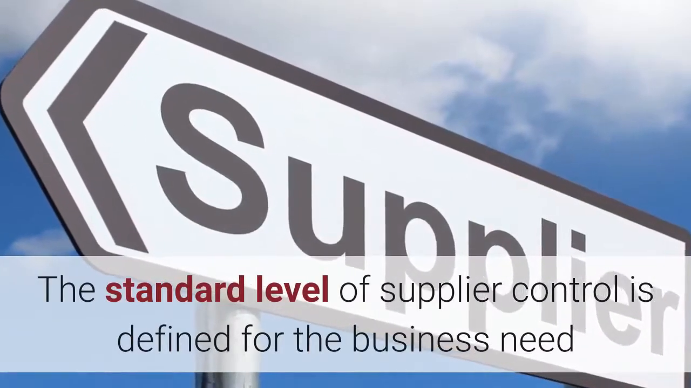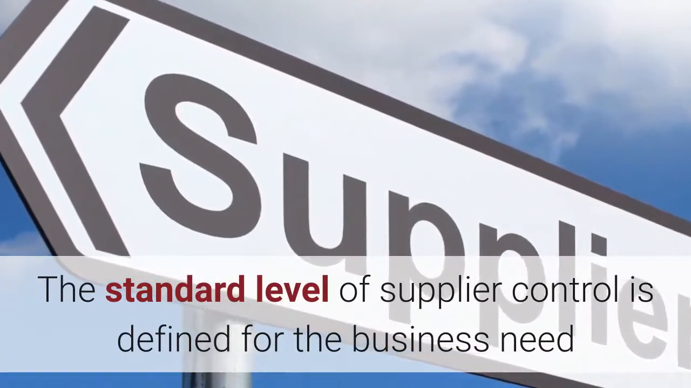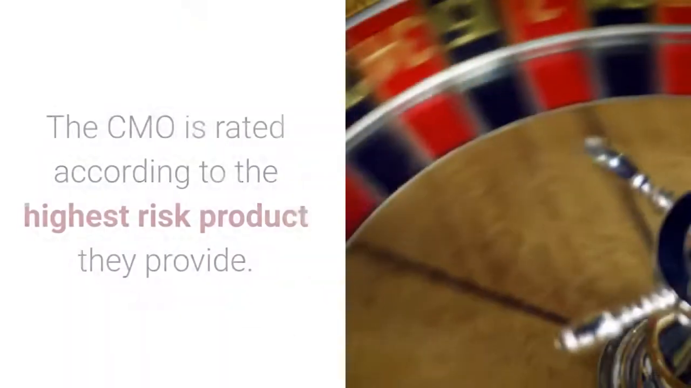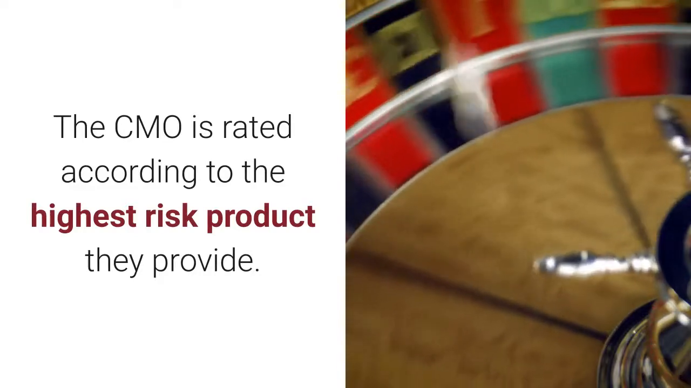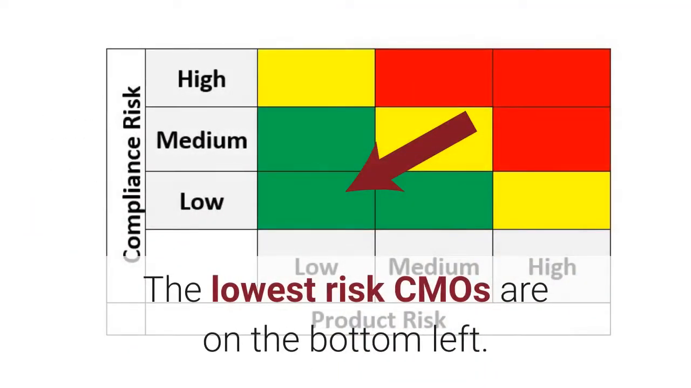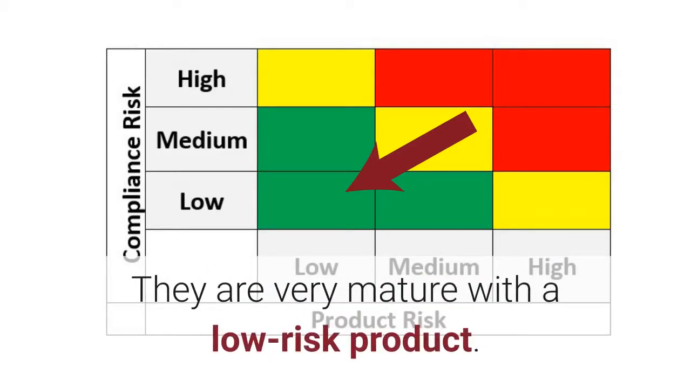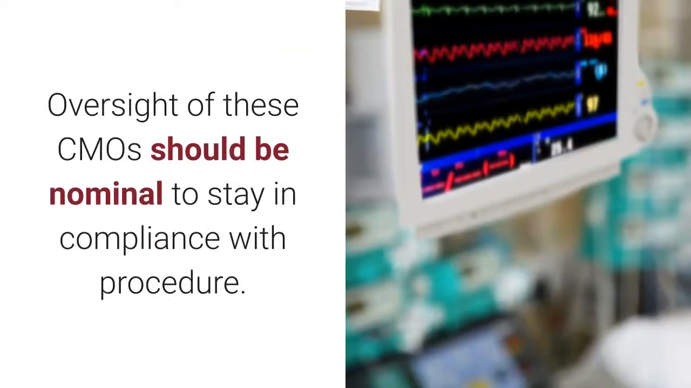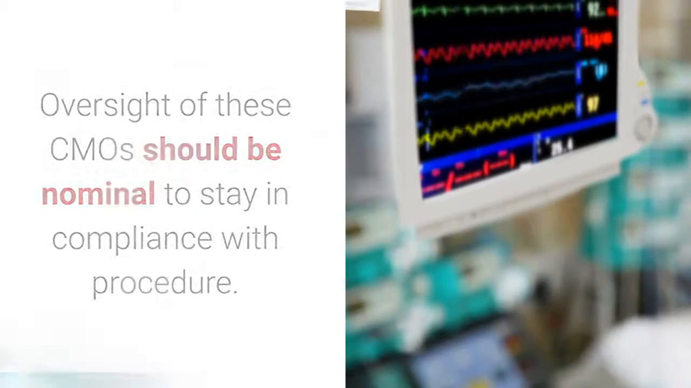The standard level of supplier control is defined for the business need and product portfolio mix. The CMO is rated according to the highest risk product they provide. The lowest risk CMOs are on the bottom left. They are very mature with a low risk product. Oversight of these CMOs should be nominal to stay in compliance with procedure.